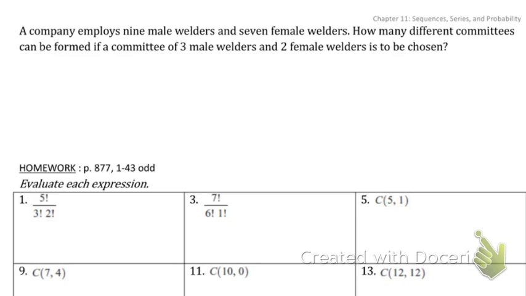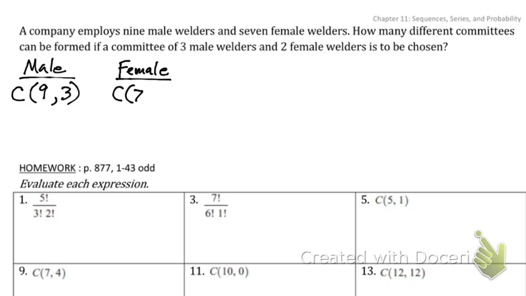Let's talk about the male employees first. We're doing a combination. We start with 9 males, and we're selecting 3 of them and throwing them on a committee. Order doesn't matter, so we're going to have a combination, and we're going to say, okay, we start with 9, and we're going to choose 3. The female employees have the exact same thing, except we only have 7 females. So we have 7 females, and we're going to select 2 of those to be on that same committee.